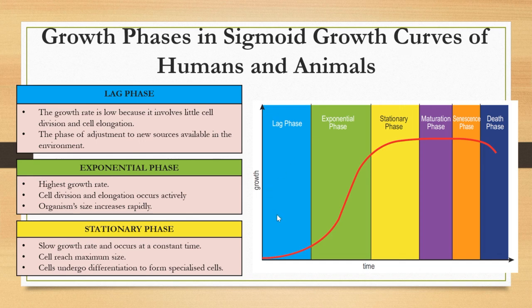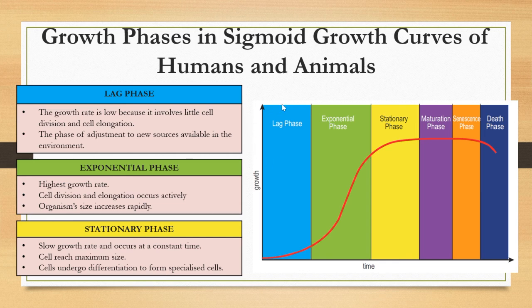In the sigmoid growth curve, there are a few phases. First is the lag phase, followed by the exponential phase, then the stationary phase, maturation phase, senescent phase, and death phase. These are the phases in the sigmoid growth curve. Now let's go through the phases one by one.